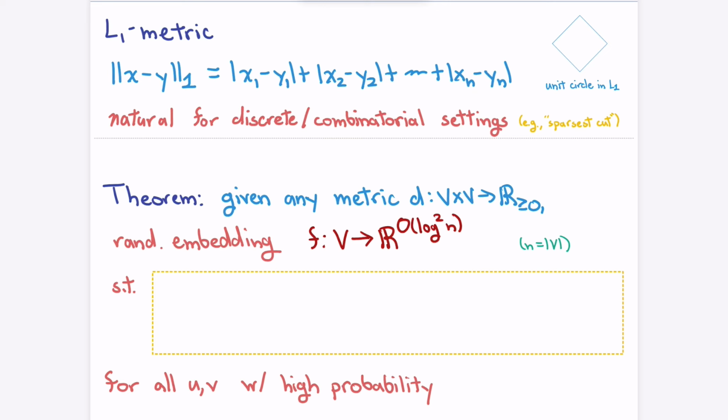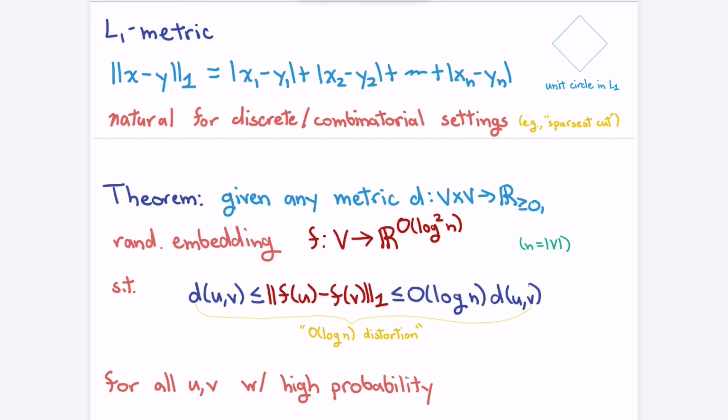And the guarantee we're going to get is that for every pair of points u, v, I've embedded u, I've embedded v, and I measure the L1 distance. So it's looking at the difference in coordinates. I'll add it up. It'll be at least the original distance and at most a log n factor bigger than this. This is sometimes called log n distortion. So you're going to lose a log n factor in your approximation.